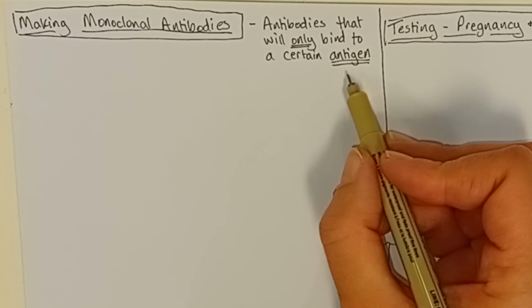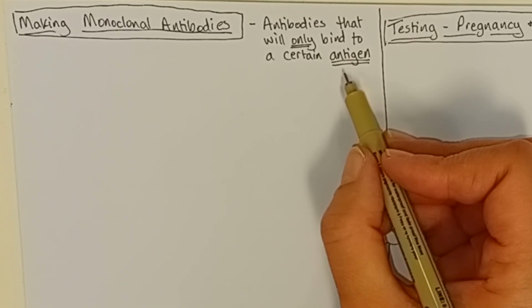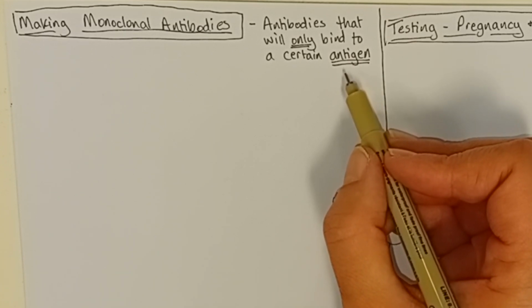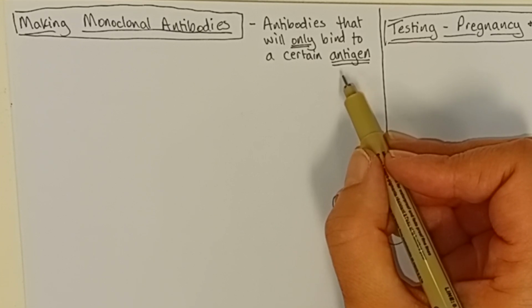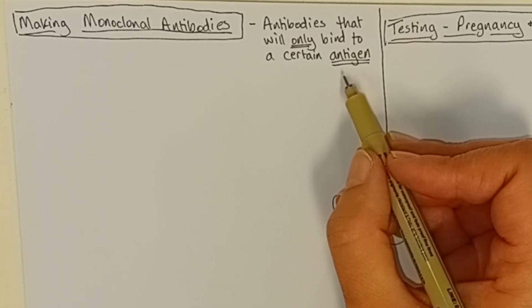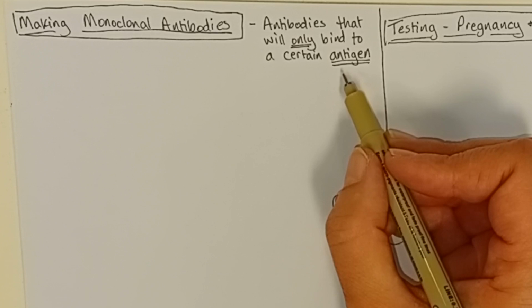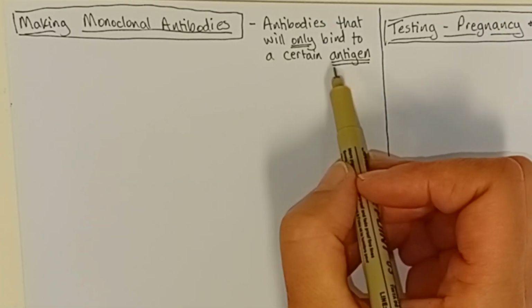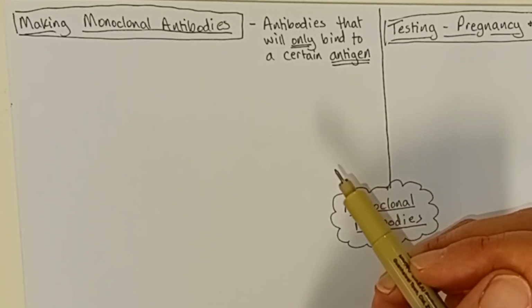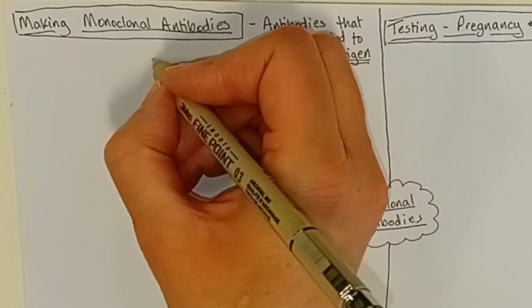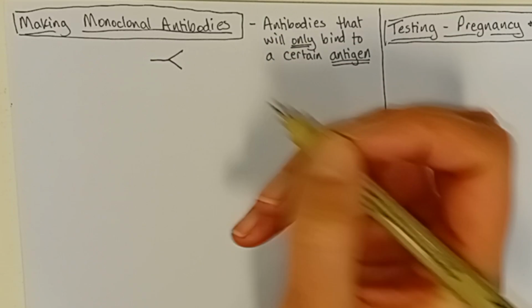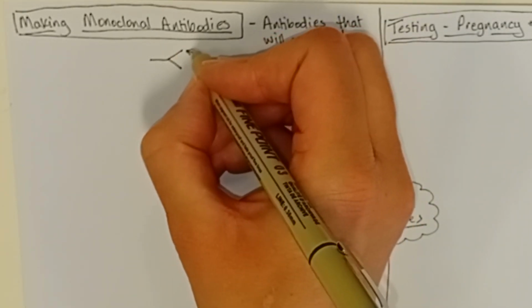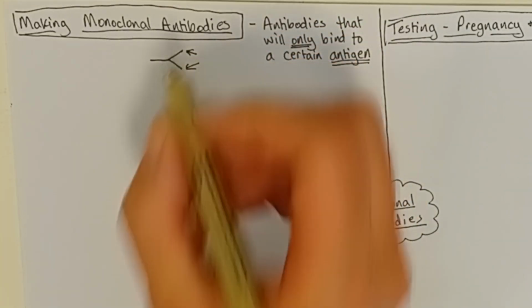Remember, an antigen just means a molecule on the outside of a cell or a substance that triggers an immune response. So something that's not normally inside you. And so we want to make lots and lots of antibodies that will bind to that. Antibodies, remember, are Y-shaped molecules, they're proteins, and these sites here are where it can bind on.